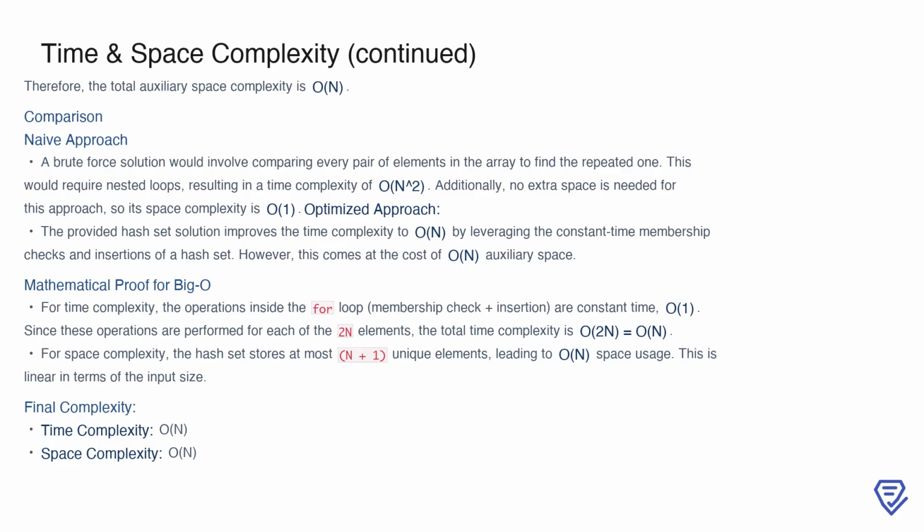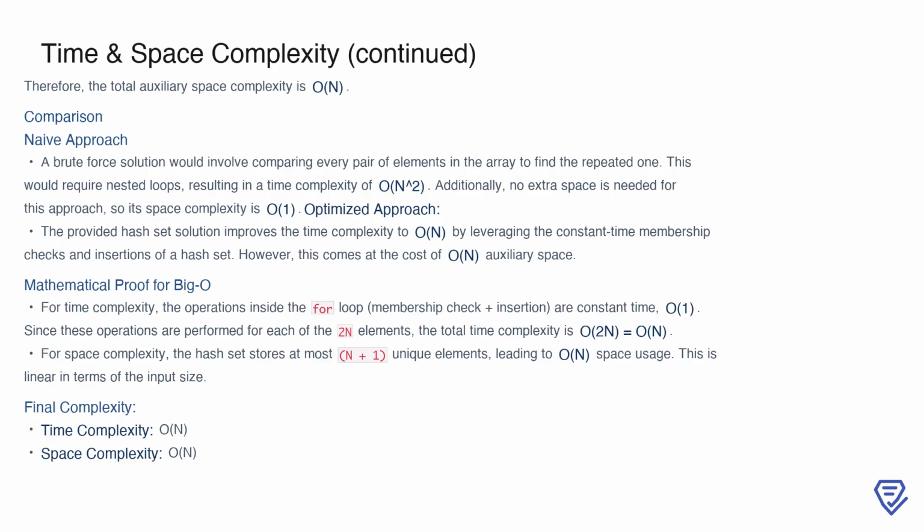Let's compare this with a naive approach. A brute force method would involve comparing every pair of elements in the array to find the repeated one. This would require nested loops, leading to a time complexity of O(n squared). However, the naive approach does not use any extra data structures, so its space complexity is O(1). In contrast, the optimized hash set solution significantly improves the time complexity to O(n) by leveraging the efficient constant time operations of a hash set. The trade-off is an auxiliary space complexity of O(n).